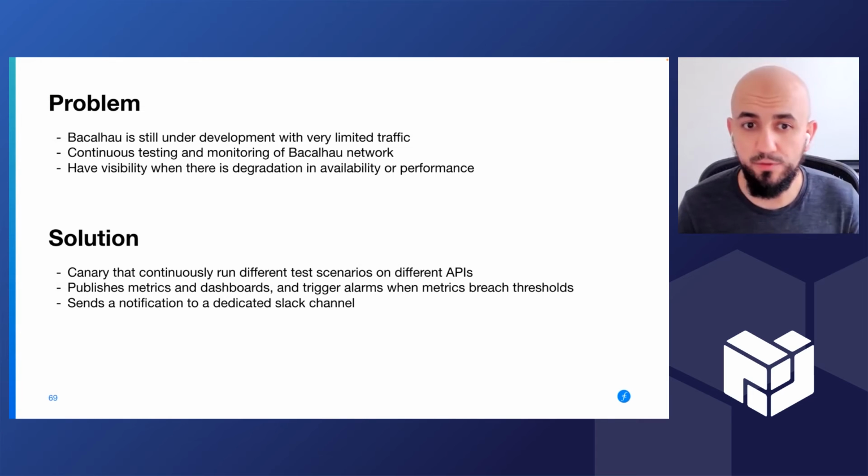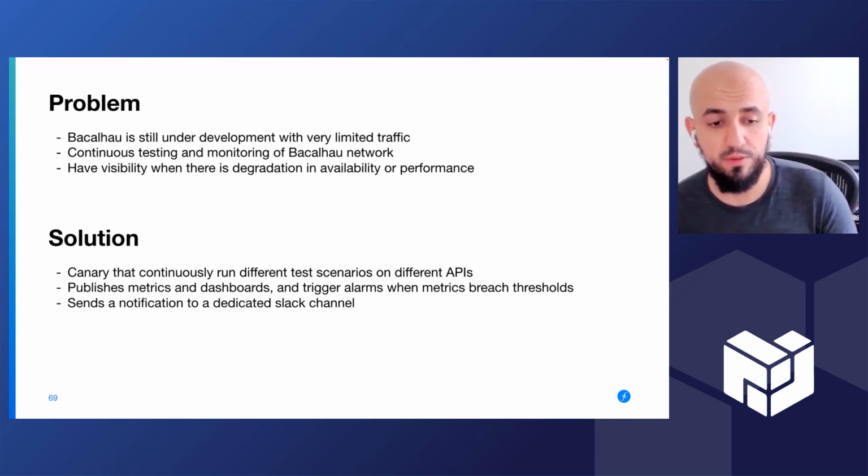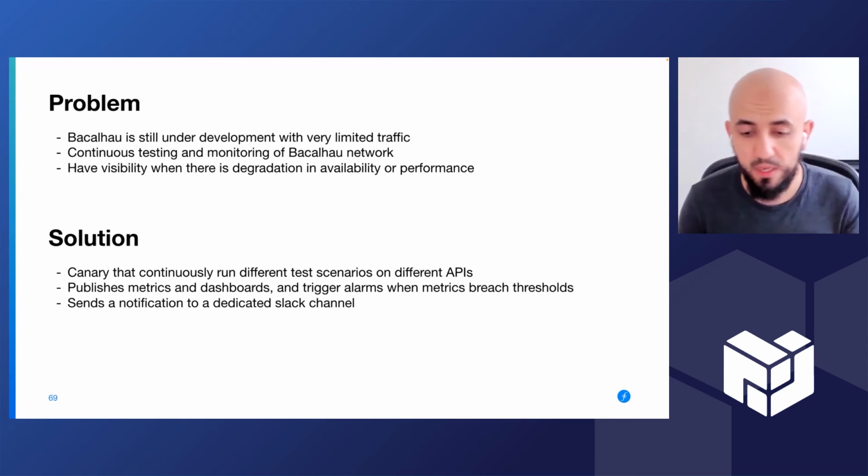Bacalhau is still under development. It's still a new network with very limited traffic. And what we're missing today is a way to continuously monitor and test the network, and test the different APIs that Bacalhau provides. We would like to have visibility whenever there is any degradation in terms of availability, performance, or anything else that can go wrong.